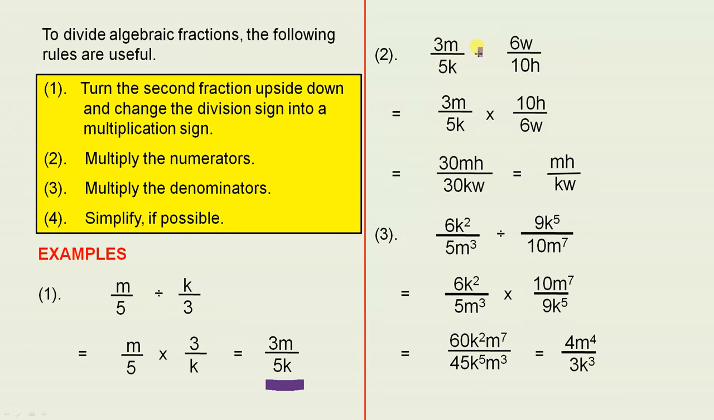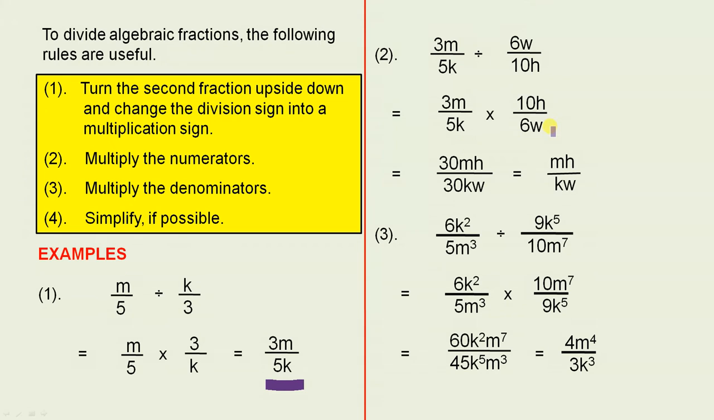Example 2, we have this term divided by this term. We turn this upside down, that gives us 10h over 6w, and we change that division sign into a multiplication sign. Now we go through the normal process. 3m times 10h is 30mh. 5k times 6w is 30kw. 30 over 30 cancels down to give you 1, so we're left with mh over kw. And there it is there.